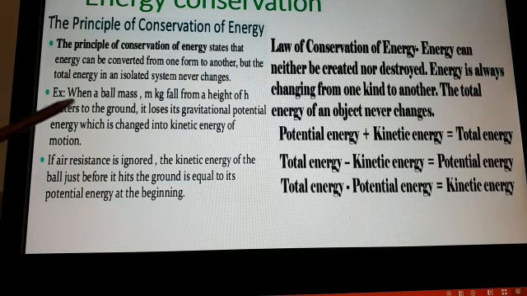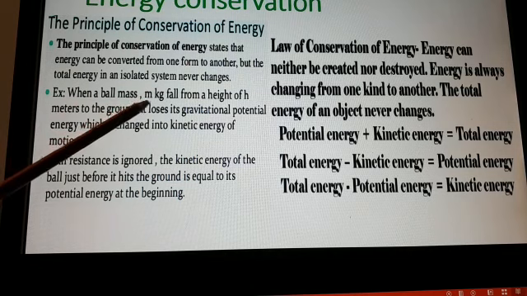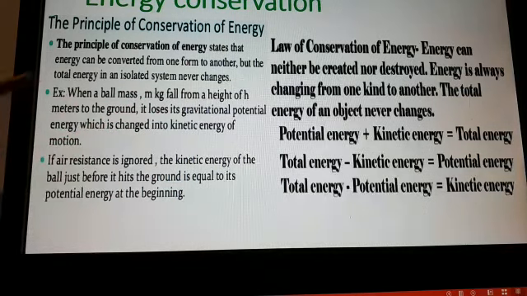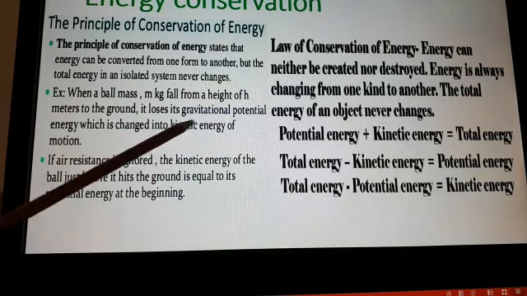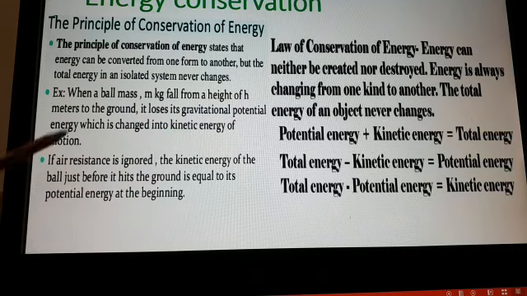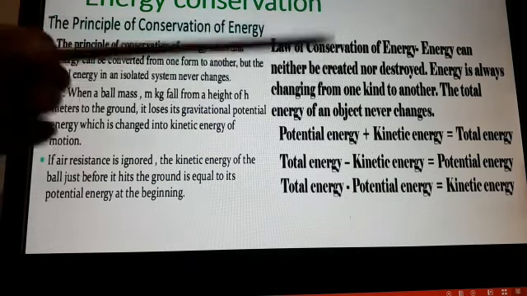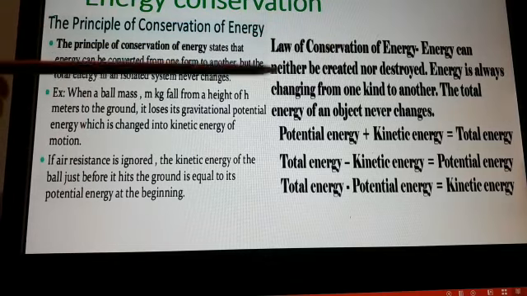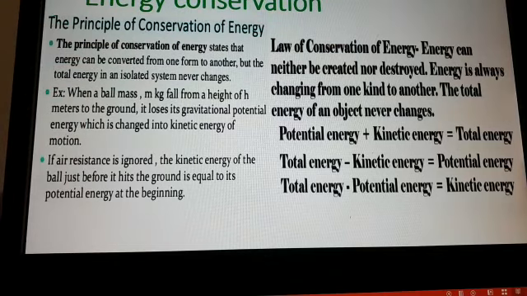Example: when a ball of mass m kilogram falls from a height of h meters to the ground, it loses gravitational potential energy, which is changed into kinetic energy of motion. As I said, energy can neither be created nor destroyed. It can change from one form to another only. This is the principle of conservation of energy.